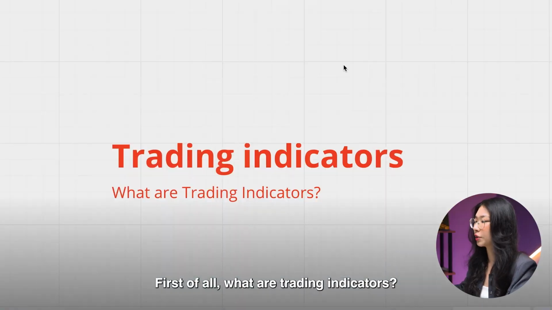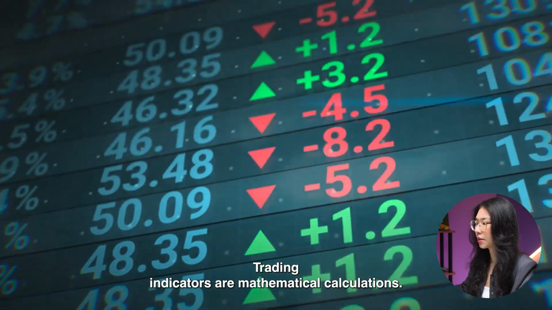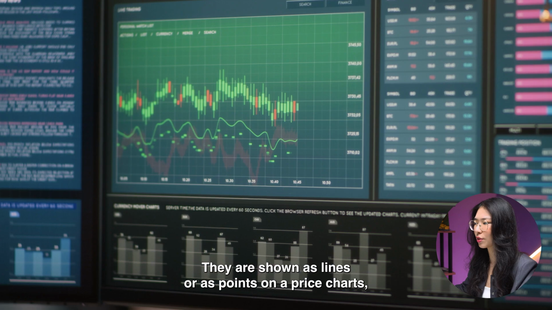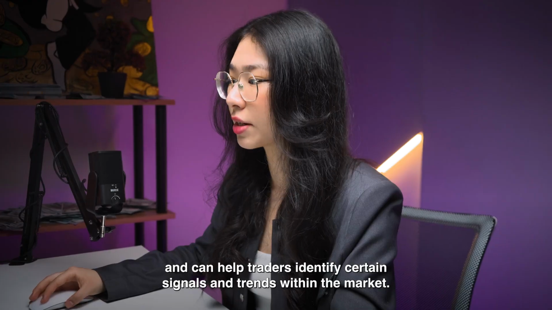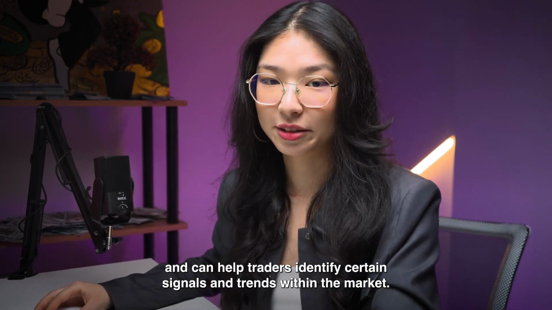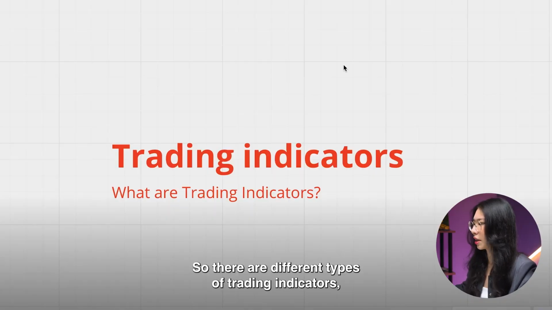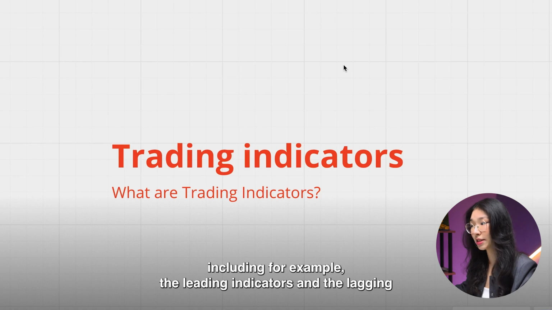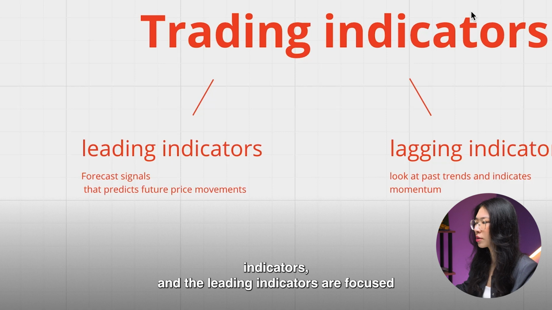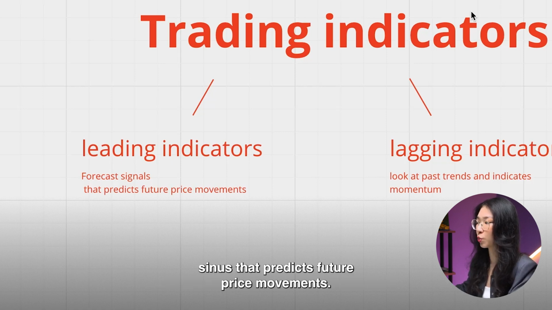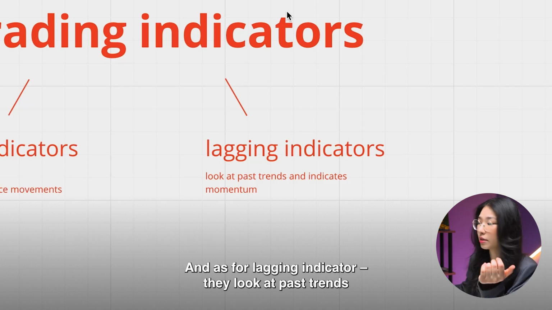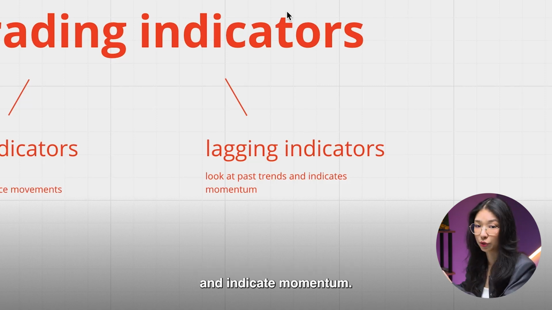First of all, what are trading indicators? Trading indicators are mathematical calculations. They are shown as lines or as points on the price charts and can help traders identify certain signals and trends within the market. There are different types of trading indicators, including, for example, the leading indicators and the lagging indicators. The leading indicators focus on signals that predict future price movements. As for lagging indicators, they look at past trends and indicate momentum.